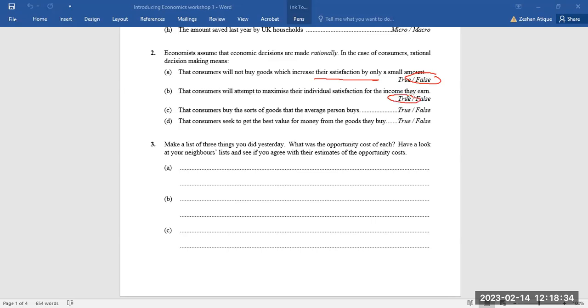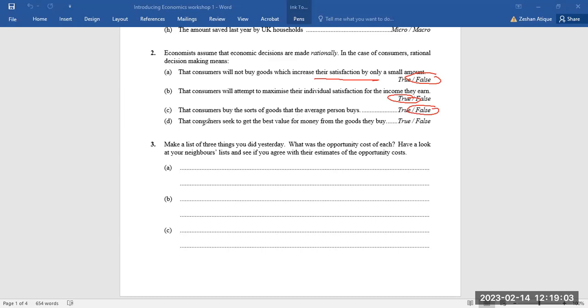Obviously, they are actually trying to maximize. So an individual consumer always looks for maximizing utility. So when he has got something that maximizes satisfaction, he goes for it. The third is that consumers buy the sort of goods that the average person buys. Of course, that is not related to the rationality concept. You do not follow the herd. You only make choices about those goods which you like or which increase your satisfaction.